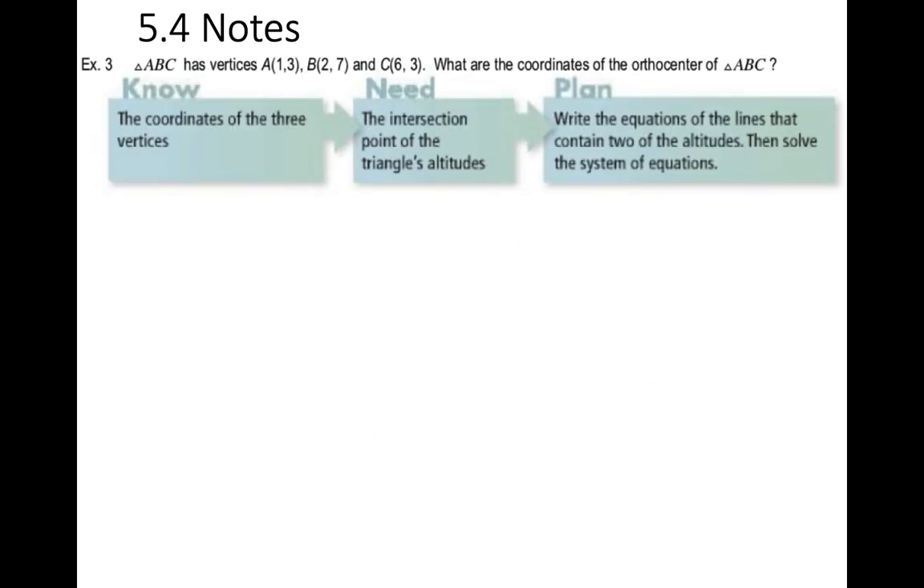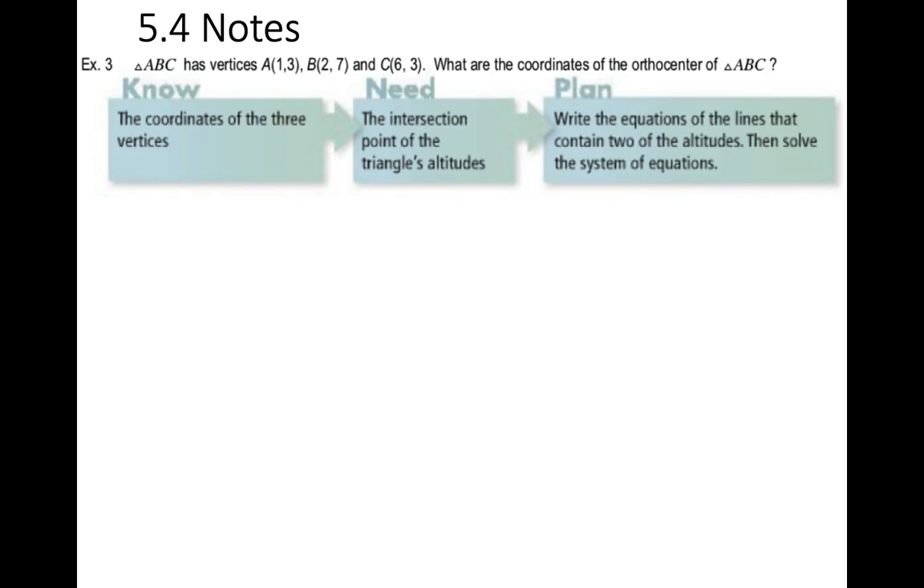Finally, let's actually find the coordinates of an orthocenter of a triangle. So I have a triangle ABC that has vertices at these 3 points. A is (1, 3), B is (2, 7), and C is (6, 3). So that's what I know. What I need is the intersection point of the triangle's altitudes, again, which is called the orthocenter. And so my plan is to write the equations of the lines that contain 2 of the altitudes and then solve the systems of equations.